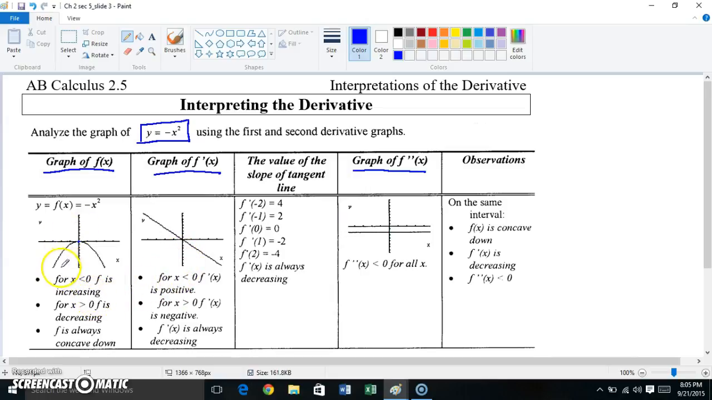So notice the original function is a negative, downward opening parabola. And we're going to look at two intervals. When x is less than 0, f of x is increasing. The y values are increasing to the left of 0. Now, what does that mean about our derivative? Okay, that means the slopes are positive. So here you see y values on the derivative are positive.